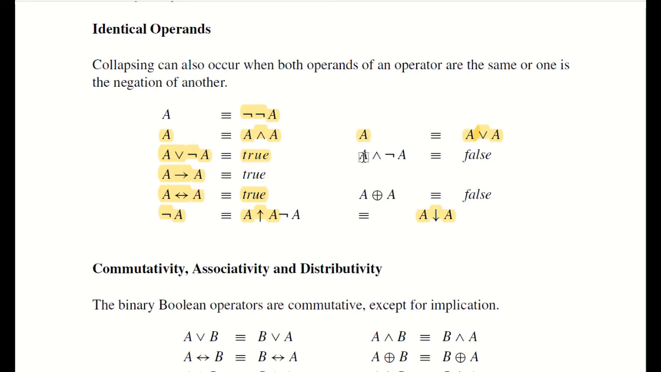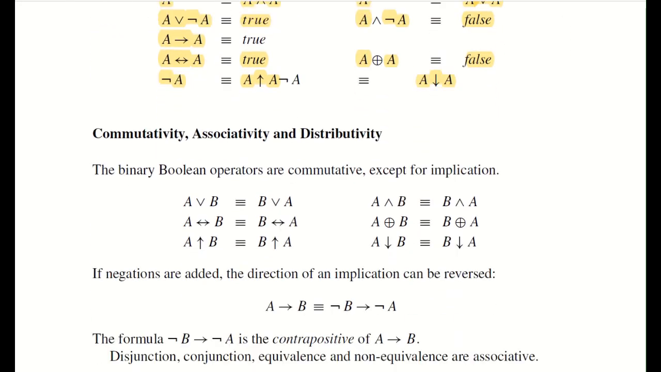If we have a conjunction of the statement A and negated A, the result will be false, and an exclusive OR with the same statement will result in false. So these are also equivalent formulas to remember and to apply when we do a logical computation.